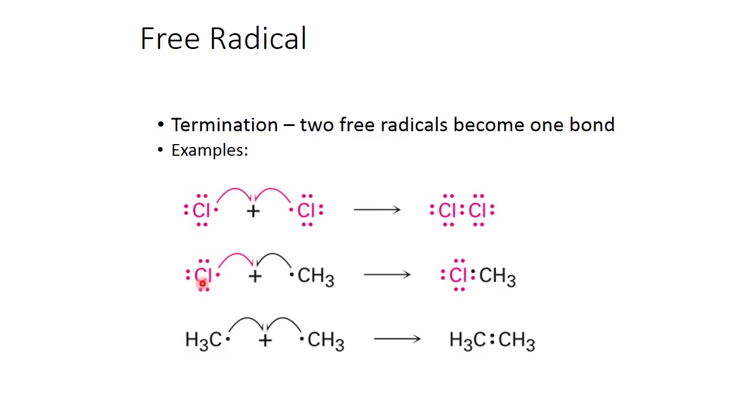Here we go again. Free radical joins with free radical. Notice the two half arrows joining together to make a bond. And what do we get? A molecule with no free radicals. Two free radicals join together to make another molecule. So these are all termination reactions.